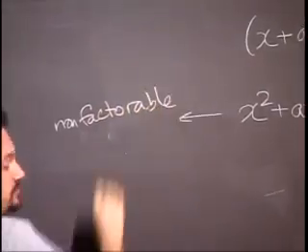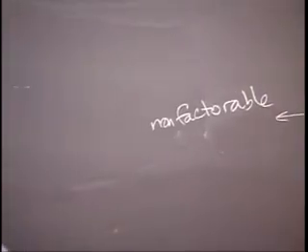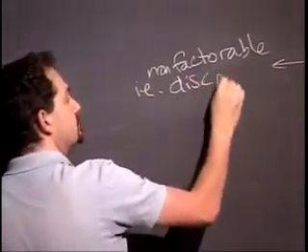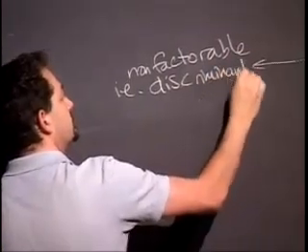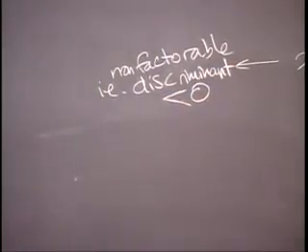I don't know if that's a word. Factorable, factorizable, non-fact, who knows? You know what I mean. I.e. discriminant is less than 0. That's the same thing.